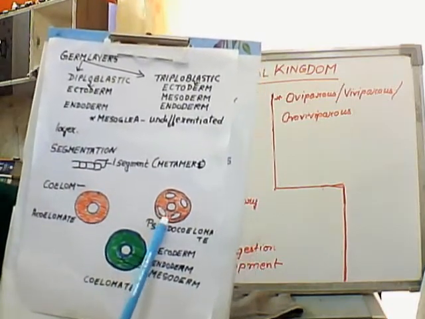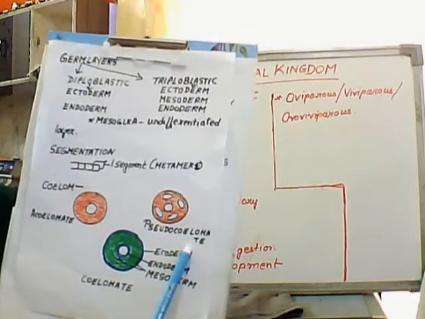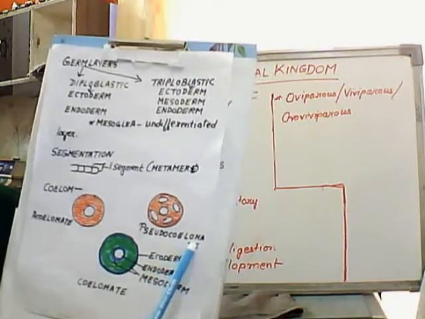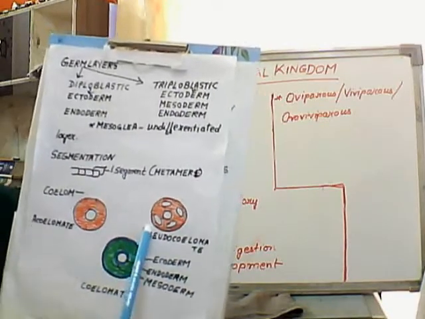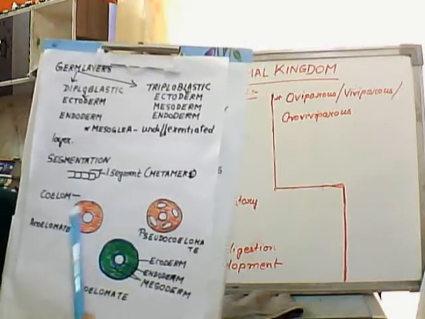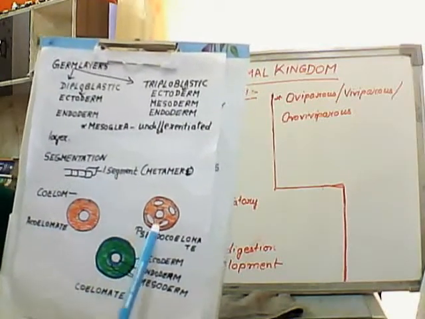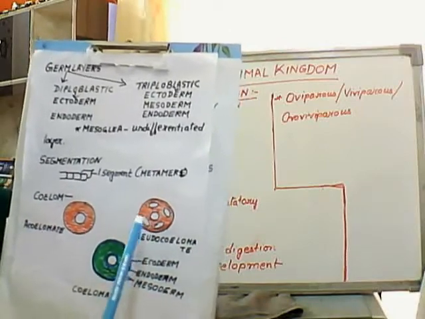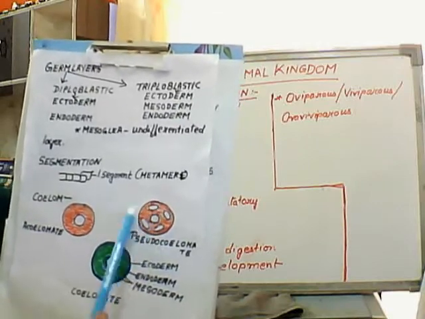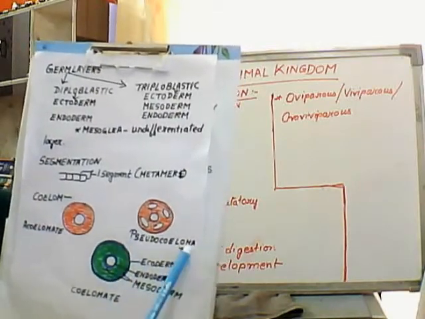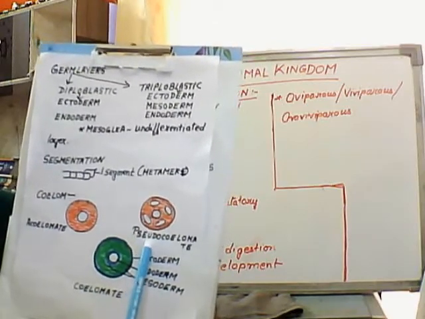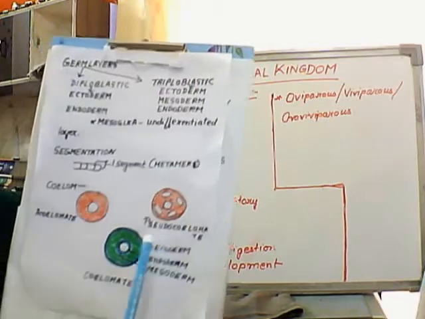Then the second one you just see is known as pseudocoelomate. Pseudo means false, coelom means the cavity. Now in pseudocoelom, the cavity is formed but it is not surrounded by the mesodermal layer. In some, they don't have the true cavity, but some pouch-like structures are present. If they have these pouch-like structures, they are said to be pseudocoelomate. This particular character is found only in one phylum, that is Aschelminthes.